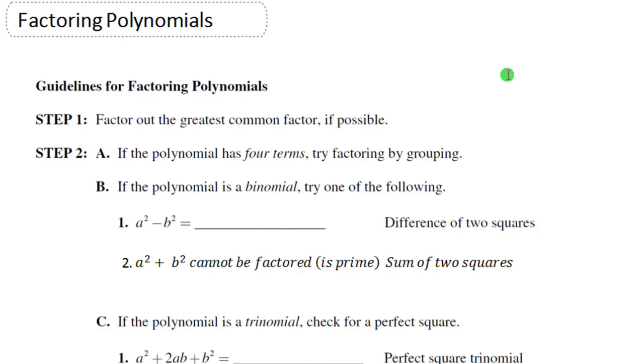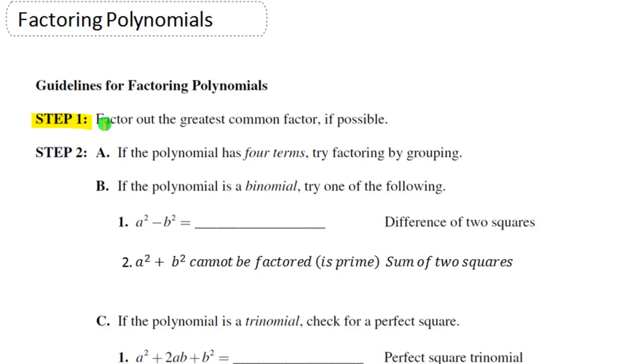So step 1 is going to be factor out the greatest common factor if possible. So you want to always check for that. Once you've factored out the greatest common factor, then you want to see how many terms your polynomial has, because there are some tips on how to factor depending on how many terms the polynomial has. So step 2: if the polynomial has 4 terms, then we're going to do factoring by grouping. We've done a video on that, but we'll have some examples below.